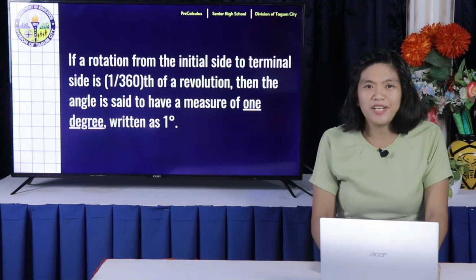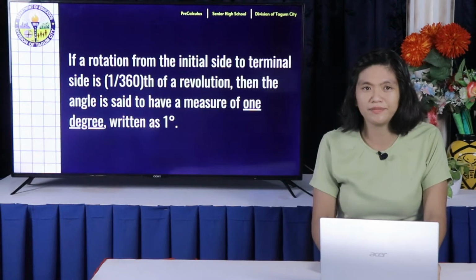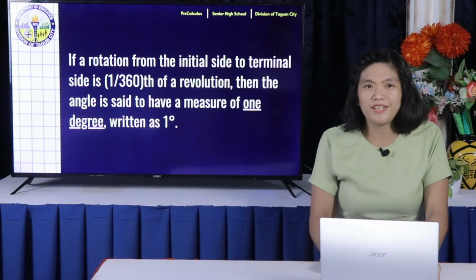If a rotation from the initial side to terminal side is 1 over 360th of a revolution, then the angle is said to have a measure of 1 degree, written as number 1 with a degree sign on the upper right that looks like an exponent. While the angle subtended at the center by an arc of length 1 unit in a unit circle is said to have a measure of 1 radian.